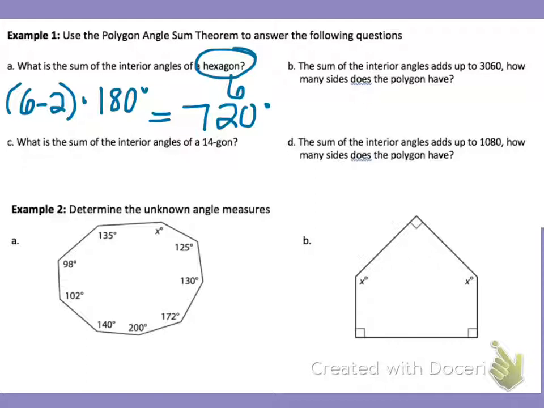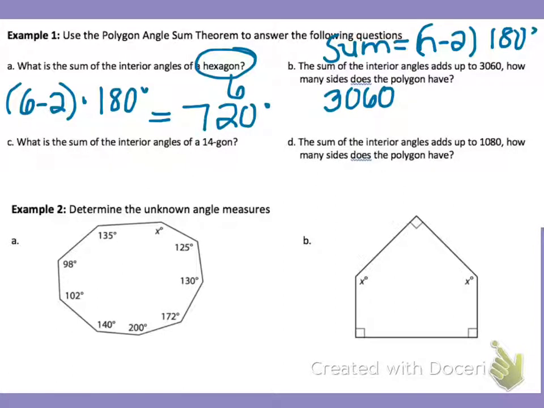Let's see, B. The sum of the interior angles adds up to 3060. How many sides does the polygon have? So this time, they're actually telling us the sum. So we know that the sum is equal to n minus 2 times 180. And so this time, instead of giving us the number of sides, they want us to find the number of sides, and they're telling us the sum. So if I put that in for the sum, 3060, all I'd have to do now is solve for n.